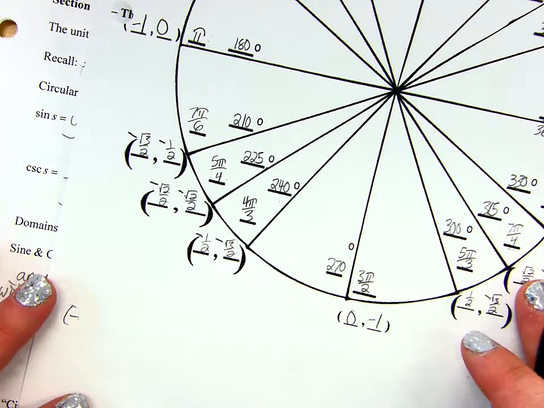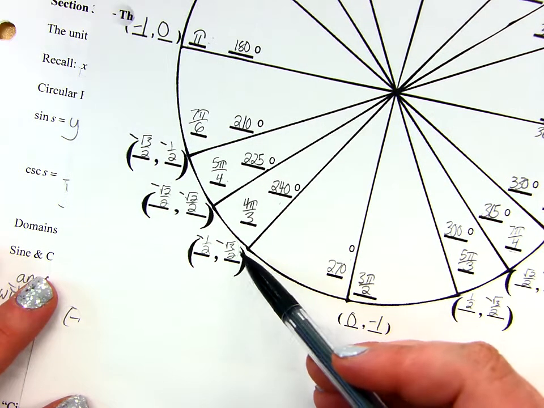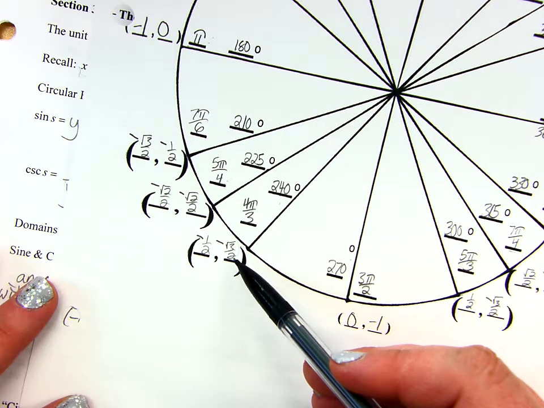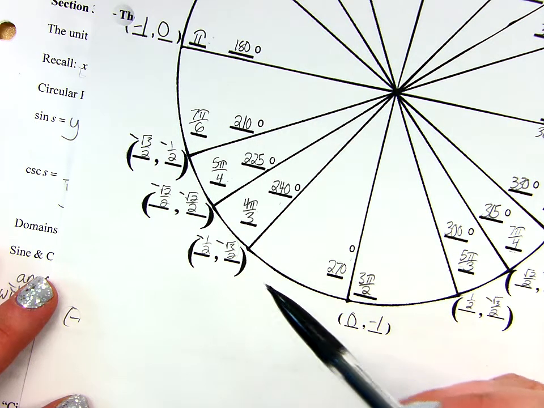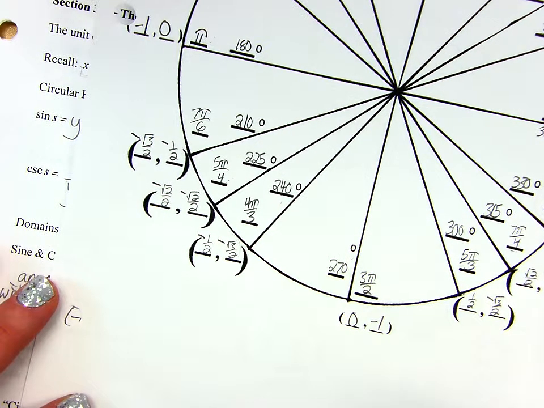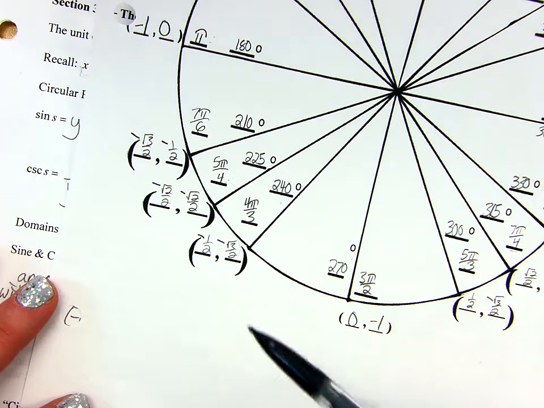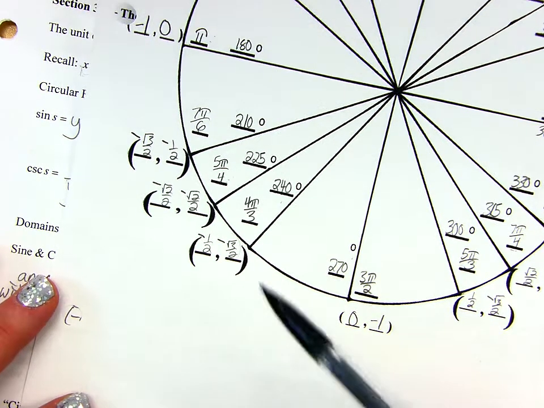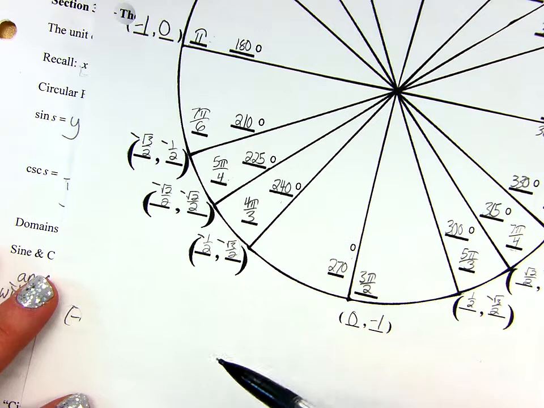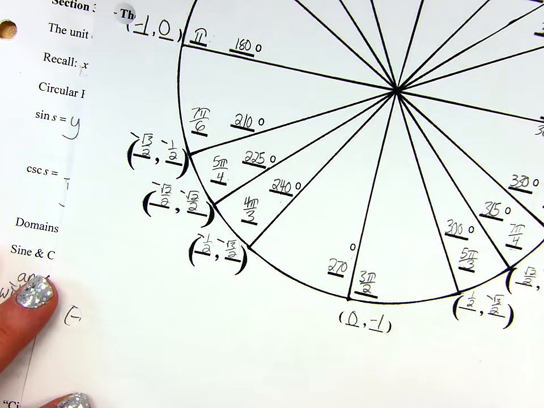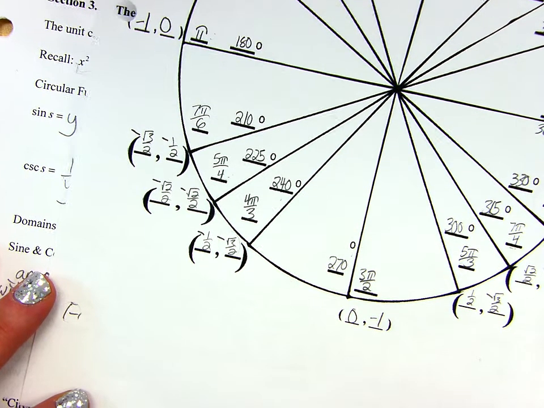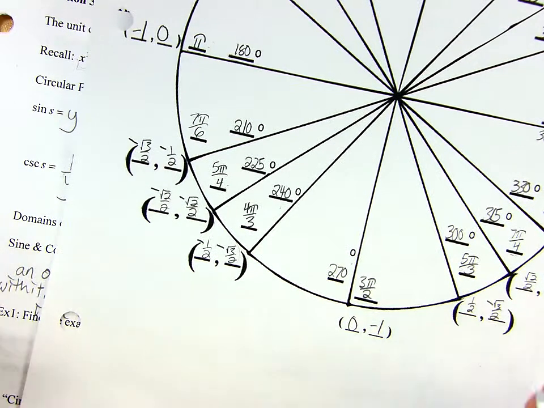Cosine of 4 pi over 3 would be, it's right there. 1/2. Did you say negative 1/2? Yeah, I didn't put the negative in. Oh gosh, you have to. Yeah, that's crucial. Sorry.